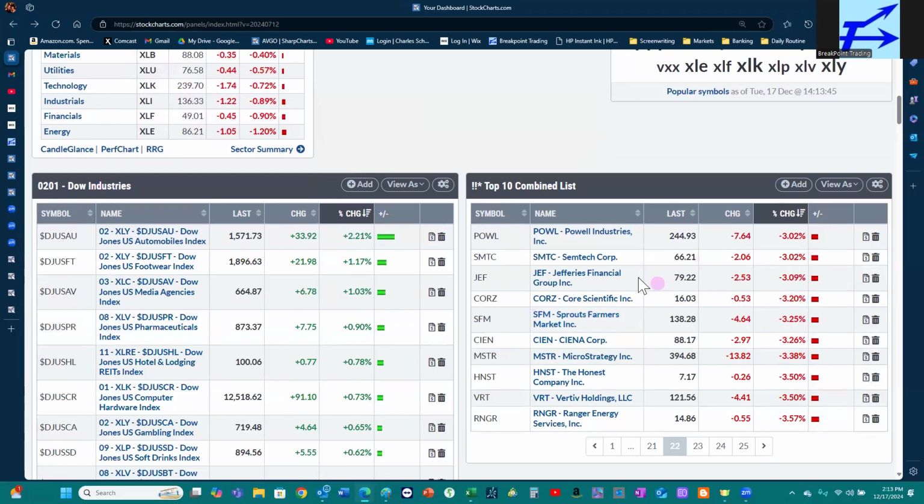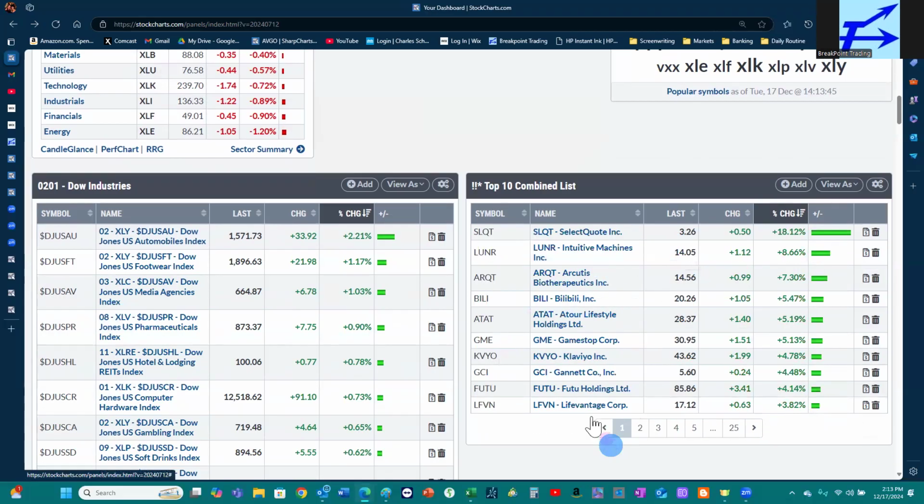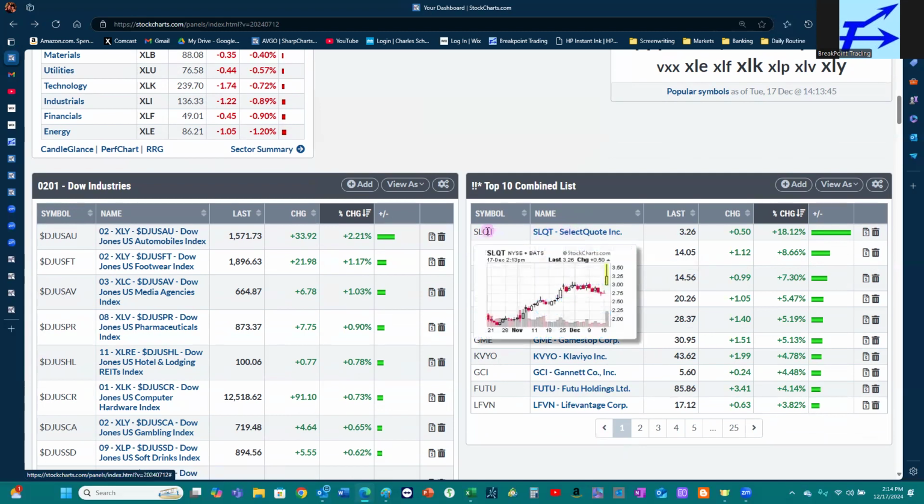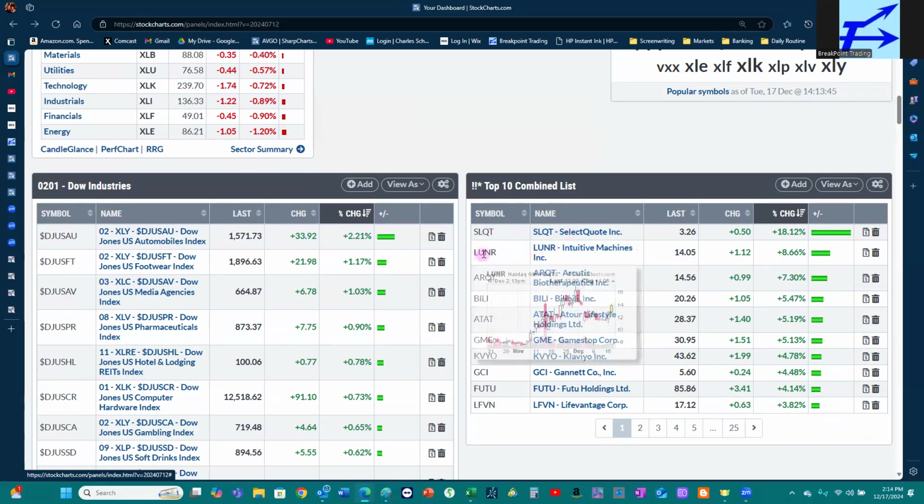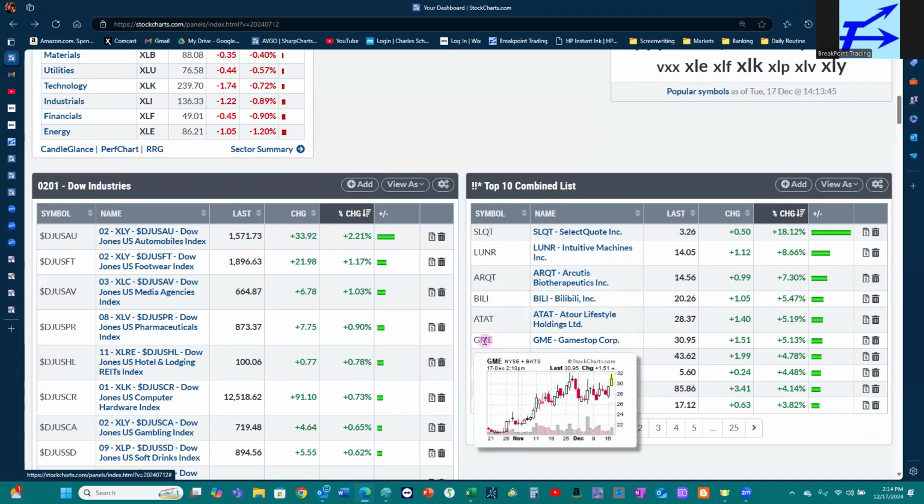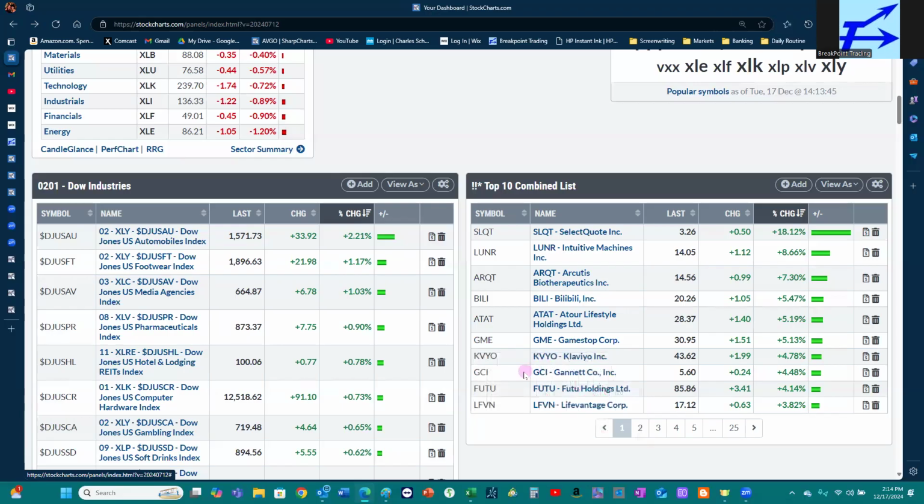We'll look real quick at the top 10 list. SelectQuote is the big winner so far today. It's a low price stock, had a huge up move, and now it's pulled back to about the middle of its range for the day. I don't know if that's earnings related. It might be. Lunar is number 2. Actually, this one looks pretty good, starting to move up. And good buddy GameStop, getting near a breakout point.